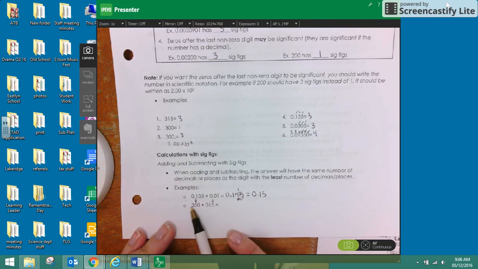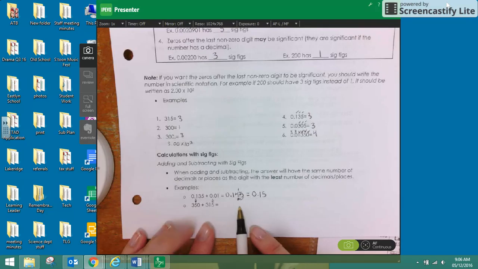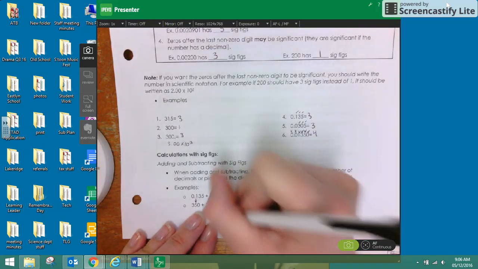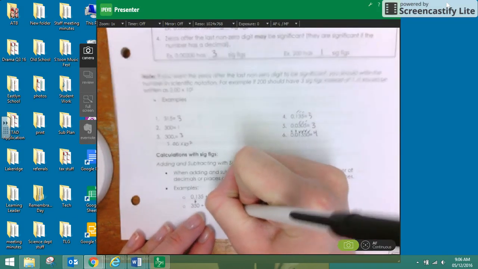So since the tens place is further to the left, our answer should only be accurate to the tens place. So 665 is the answer.